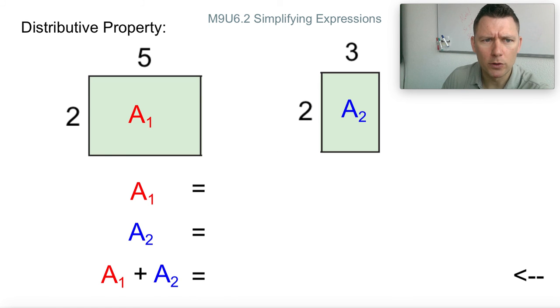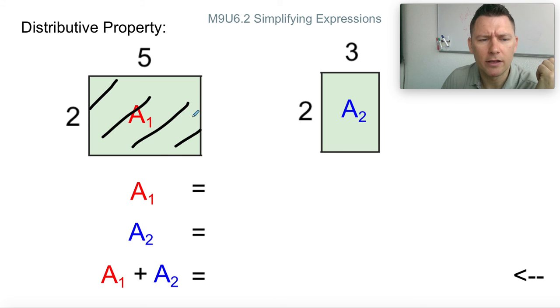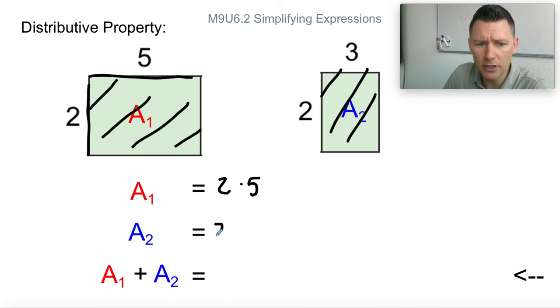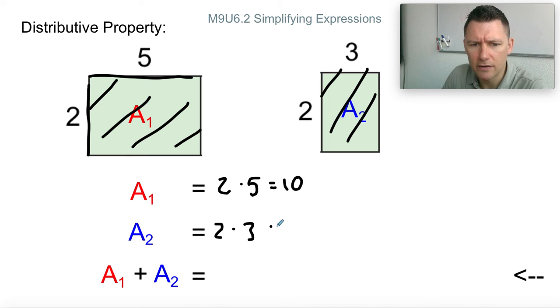So if you were looking at the area of a square, right, we're talking about this area, or a box, right? To find the area, you'd say length times width, so you'd say 2 times 5. And if you were looking at this area, you'd say 2 times 3. So you'd get 10 and 6. And then you just add up the areas, right? Let's go 10 plus 6, 16.